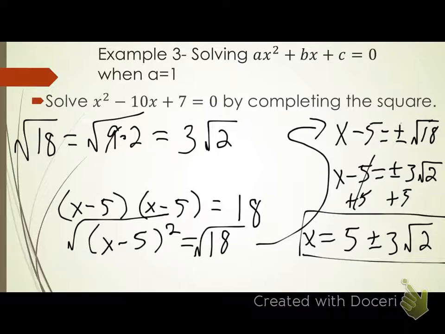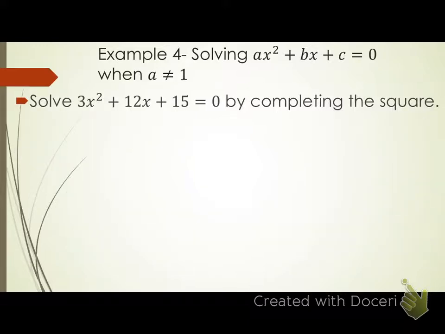If it asks for a more specific answer, I would type 5 plus 3 square root of 2 into my calculator, give the decimal or fraction, whatever it gives me, and then I'd also type in 5 minus 3 square root of 2. Does everyone see that? But if not, I can just leave it like that. 5 plus or minus 3 square root of 2. Questions on example 3? Still not too bad?